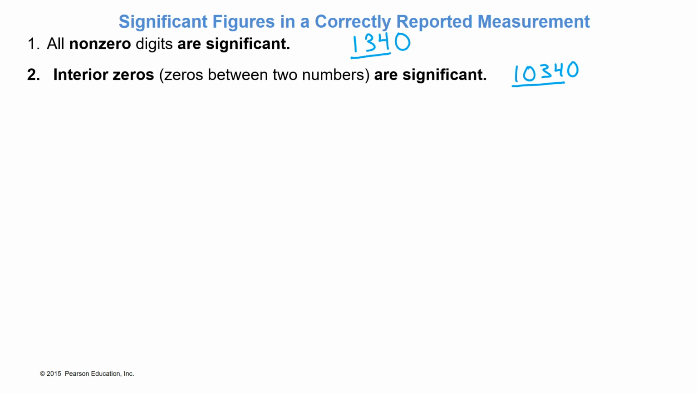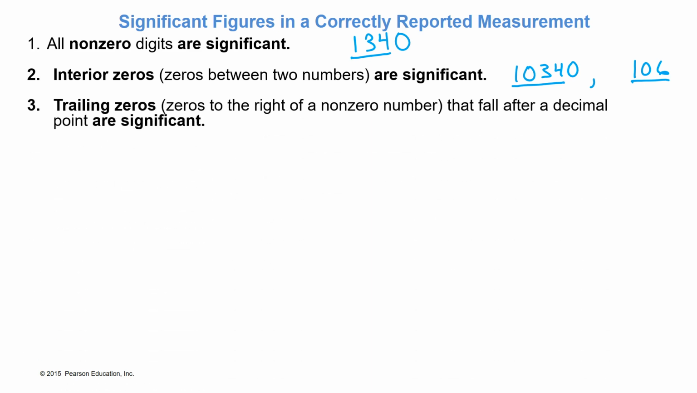All right, so if I had another number, like 106, how many sig figs in that one? 3. All of them matter in this one. So that 0 that's caught in between becomes significant, because that means we've actually counted it, or we actually know it's there. It can't be rounded because it's in the middle of a number.